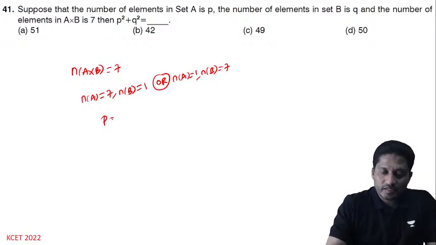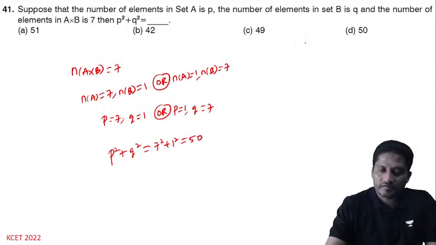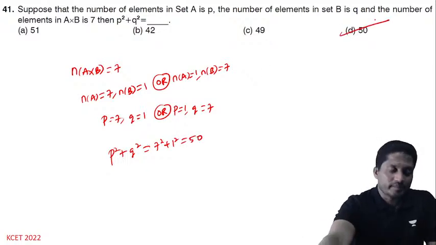So this means that P is equal to 7, Q is equal to 1. Or it can be P equal to 1 and Q is equal to 7. P square plus Q square. Both the cases 7 square plus 1 square or 1 square plus 7 square. Answer is 50. It's a simple question.